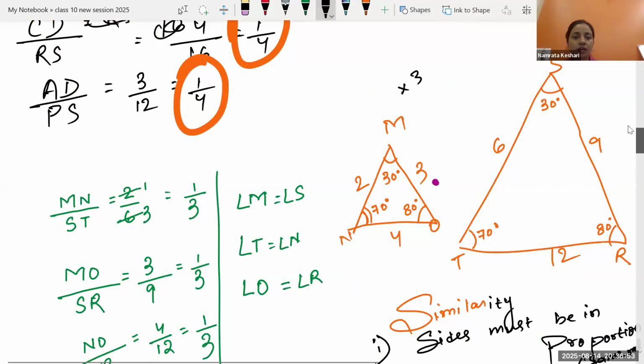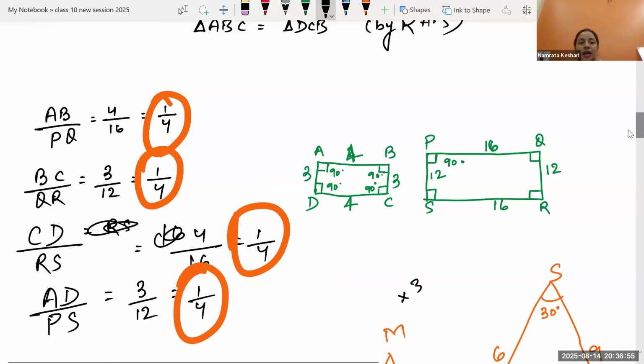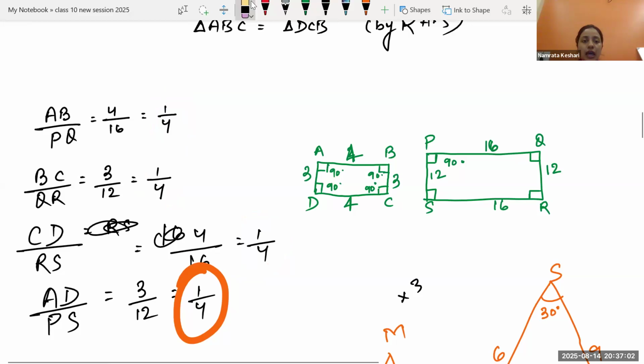Yeah. So you can see we are having a rectangle over here, ABCD, on the right side of the screen, and another rectangle, PQRS. We are checking whether these two figures are similar or not.